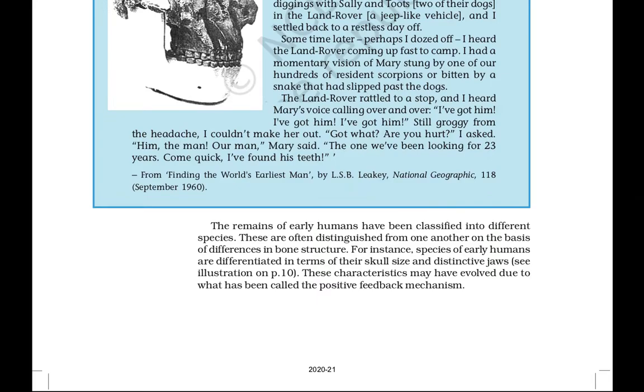The remains of early humans have been classified into different species. These are often distinguished from one another on the basis of differences in bone structure. For instance, species of early humans are differentiated in terms of their skull size and distinctive jaws. These characteristics may have evolved due to what has been called the positive feedback mechanism.